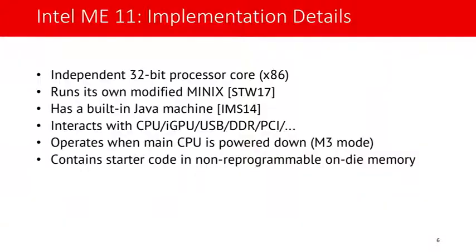Intel has chosen the following design for ME version 11: an independent microcontroller, an operating system based on Minix, and a built-in Java machine. It starts before the main CPU. Its firmware has parts in PCH burned-in memory and in SPI flash. Many Intel technologies are implemented with the help of the management engine, for example Active Management Technology or PAVP, and we think SGX too.